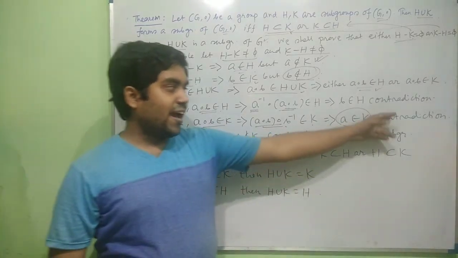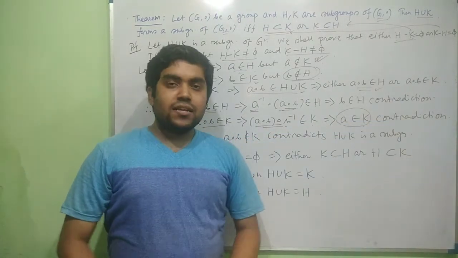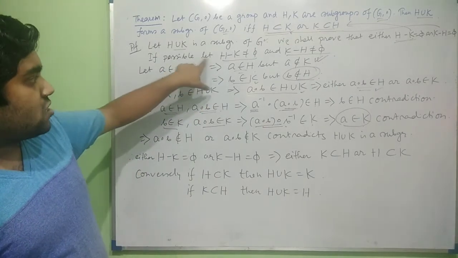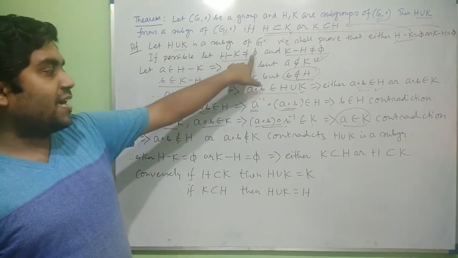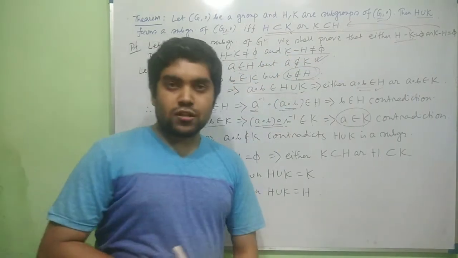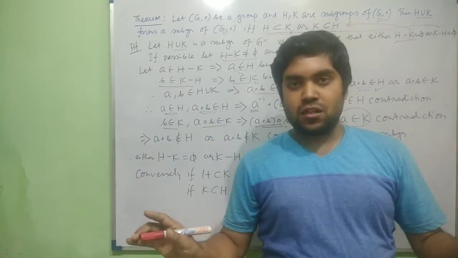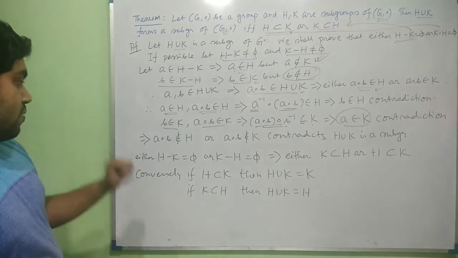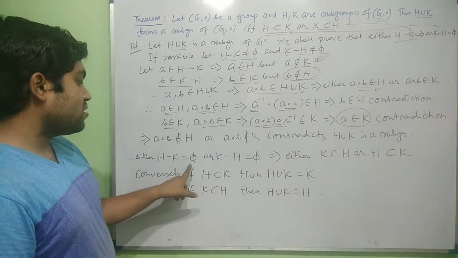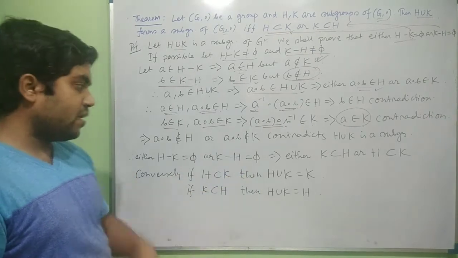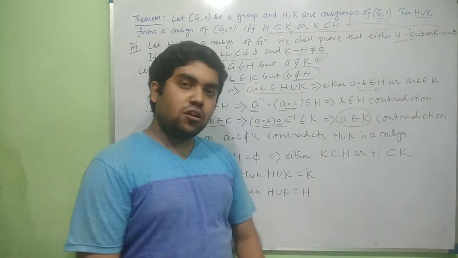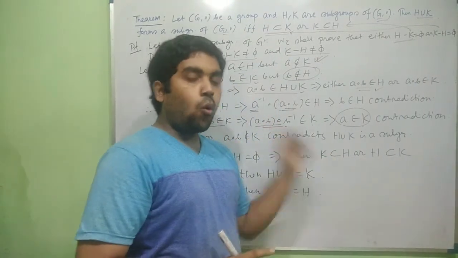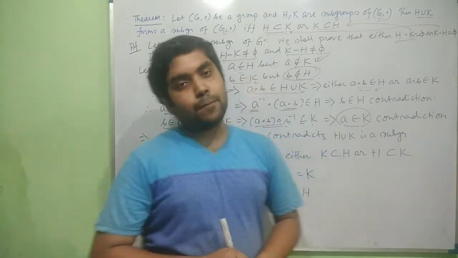Thus, we have arrived at contradictions. The contradiction is due to our assumption that H minus K is non-empty and also K minus H is non-empty, which is not possible due to that contradiction. So either H minus K is empty or K minus H is empty. Hence either K is a subset of H or H is a subset of K. So due to this condition only, H union K will be a subgroup.